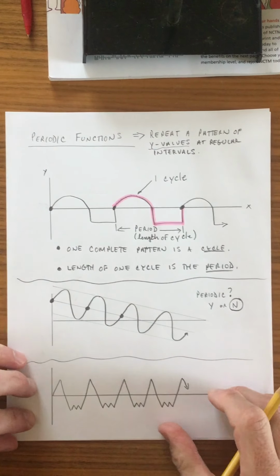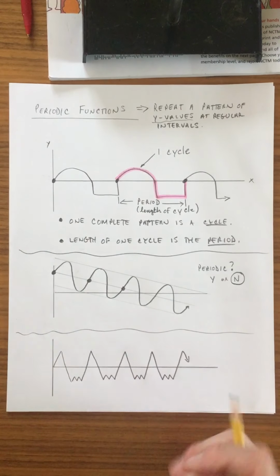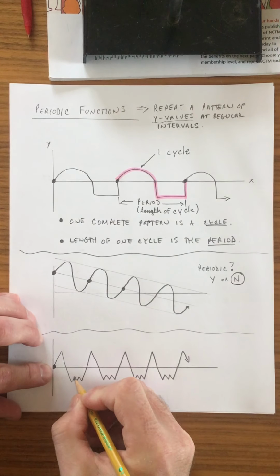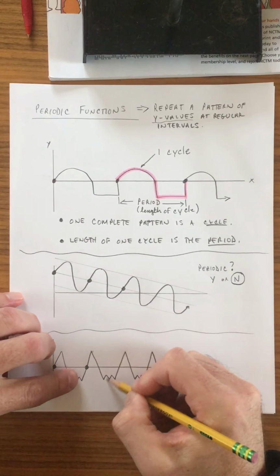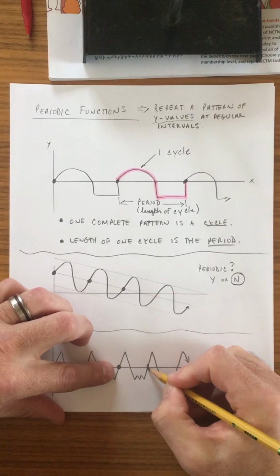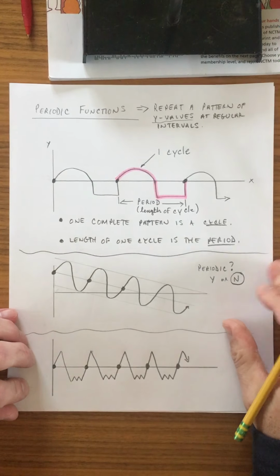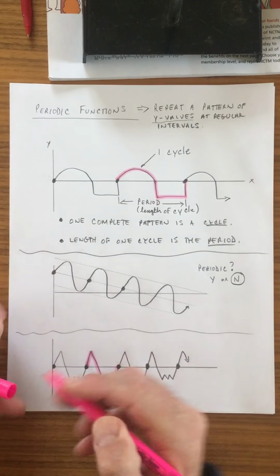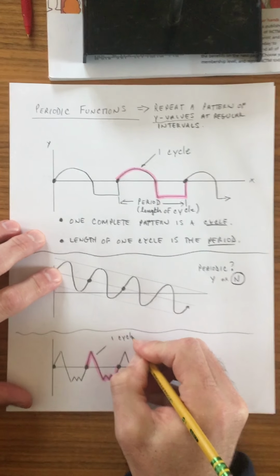Okay, let's go down to the bottom here. This is a periodic function. You can see, for example, maybe it starts here, it goes up, down, wiggle, wiggle, wiggle, comes back up, and then it repeats the y values. And it looks like we have a number of cycles here. Okay, so I'm going to highlight this is one cycle.